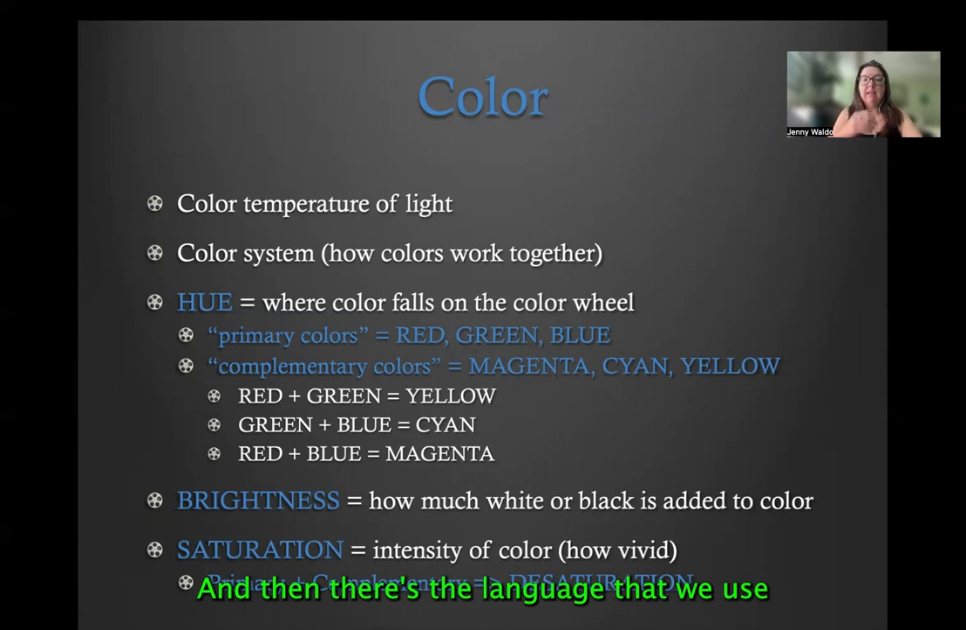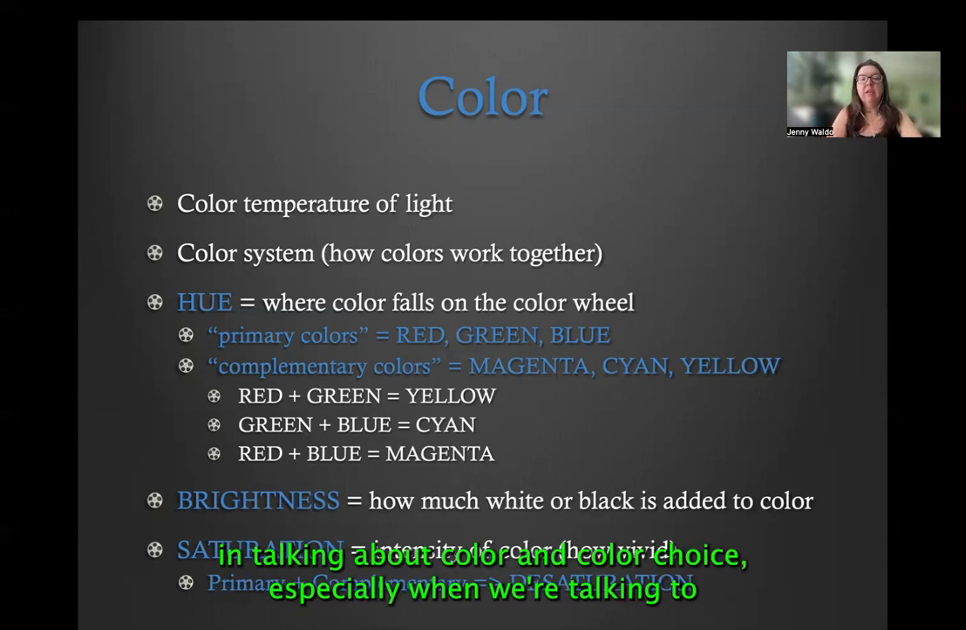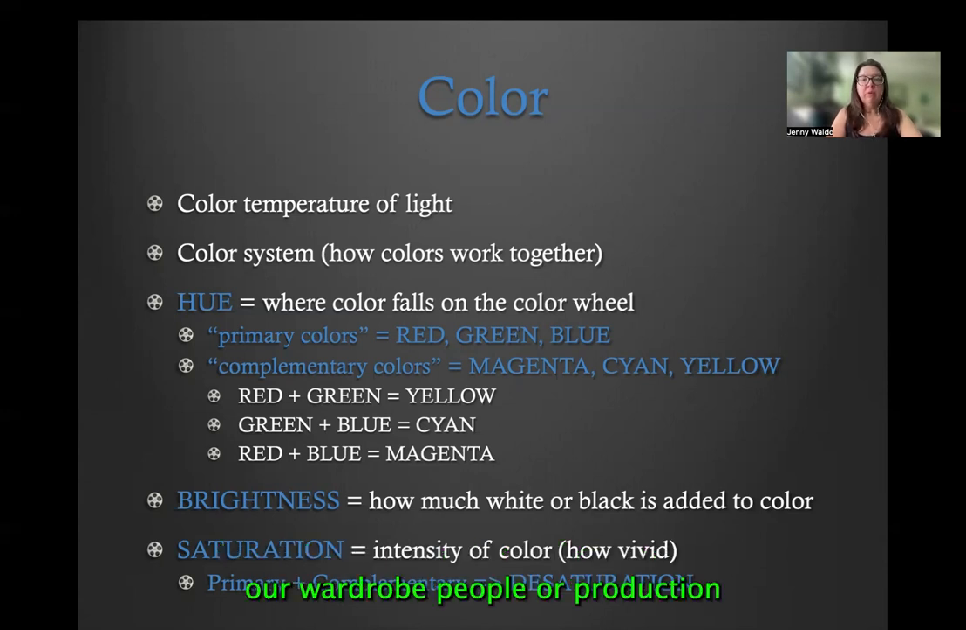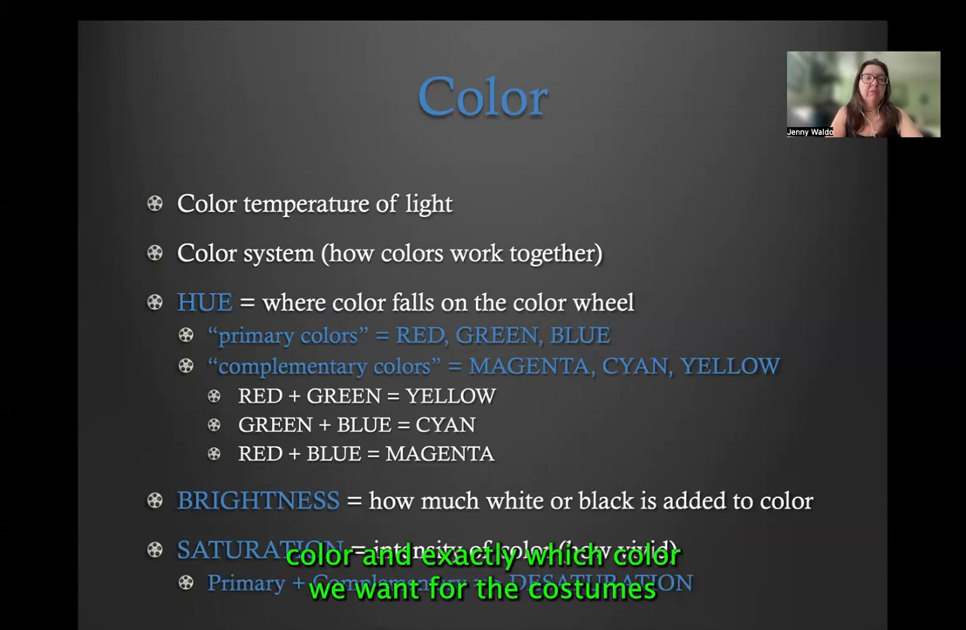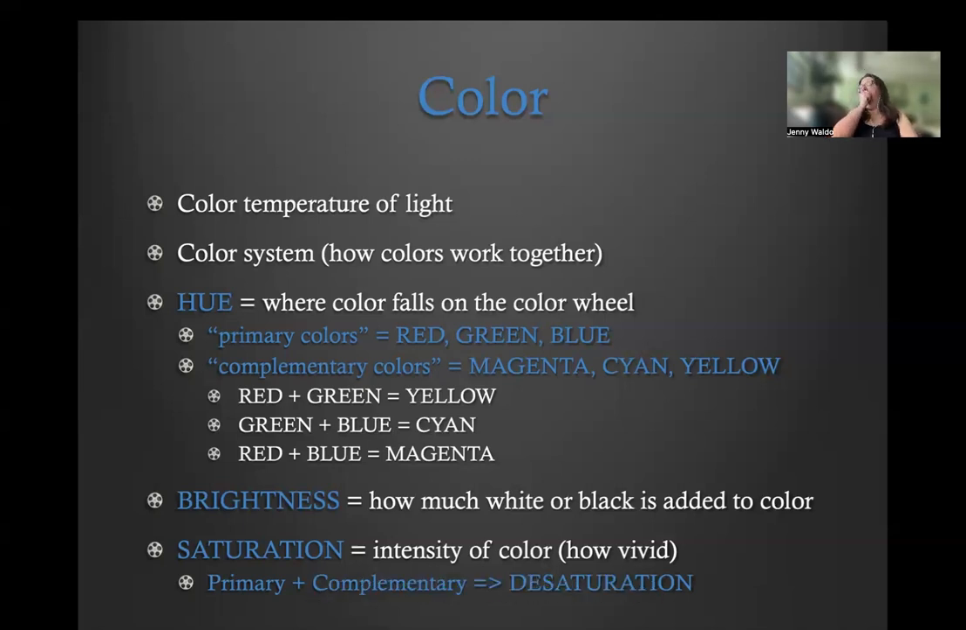And then there's the language that we use in talking about color and color choice, especially when we're talking to our wardrobe people or production design people or our DPs about what color and exactly which color we want for the costumes and the props and the walls and all that stuff. And that is hue, brightness, and saturation. We'll go into the details of this in a second because it can get kind of confusing.